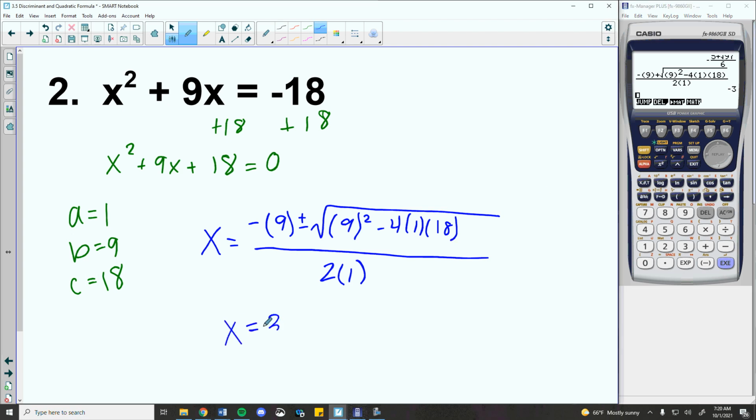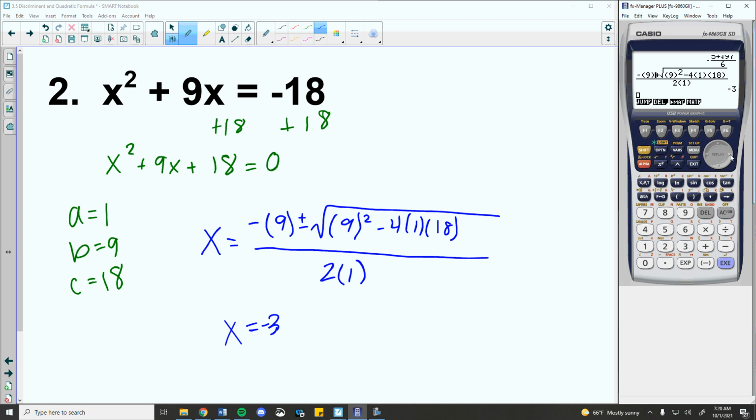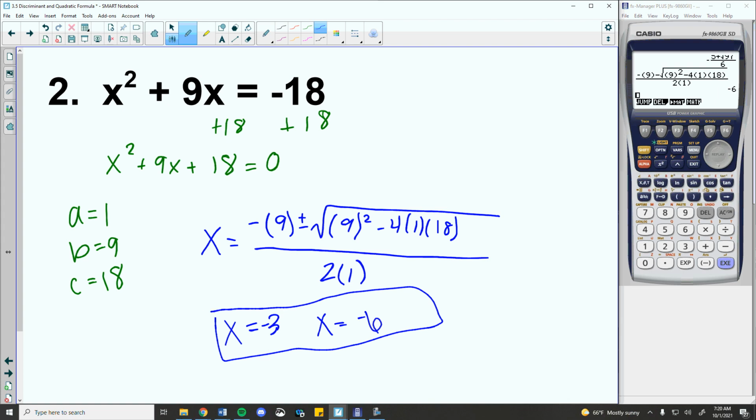Now, because I get just one number, we do have to go up and change our plus to a minus so that I can then get the other number. So I have x equals negative 3 and x equals negative 6. And those are my 2 answers. Sorry, my thing is not connected right today.